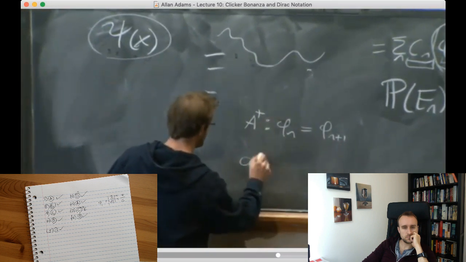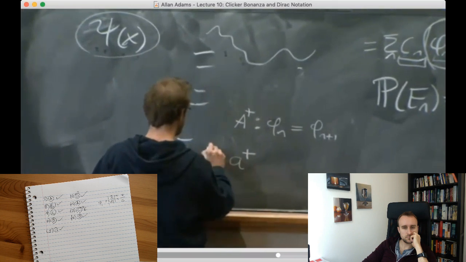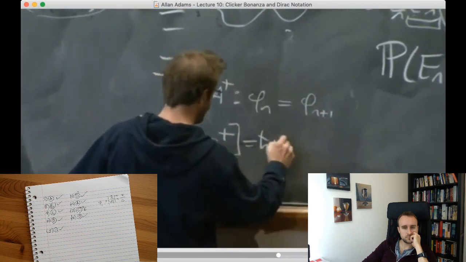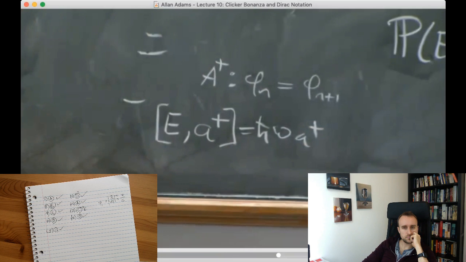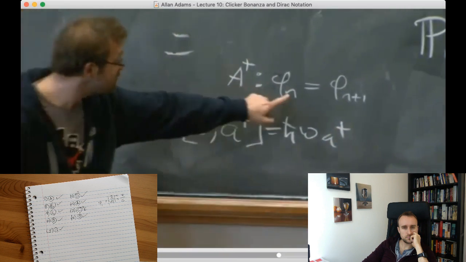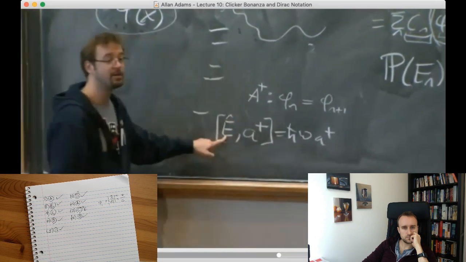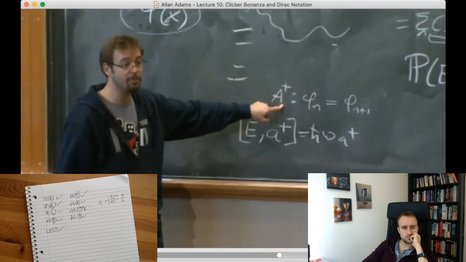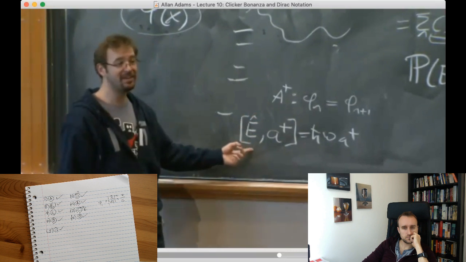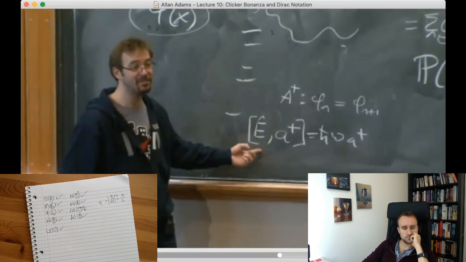Where the raising operator got its juice was from this commutation relation, the commutator of A dagger with E is equal to h bar omega A dagger. Right? So can we build an operator, A dagger, that raises states and commutes with the energy operator in this fashion? No, that depends on the energy operator. This is not a general property. This is not always something we can do. If we could, then that energy operator would have evenly spaced energy eigenvalues.